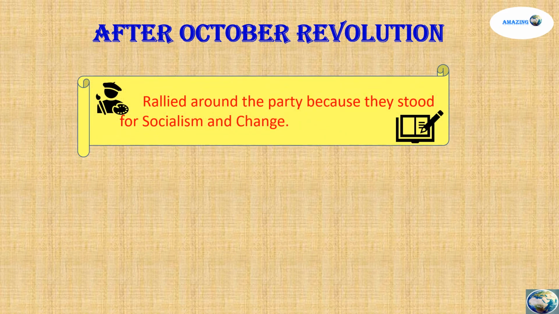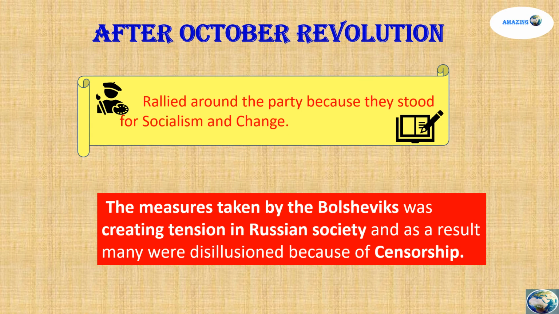After the October Revolution, as the party was becoming a one-party state, writers and artists who rallied around the party because it stood for socialism and change were now worried and tense with the measures that the Bolsheviks were taking. As a result, they were disillusioned because of the censorship the party encouraged. And as a result, we see that though Lenin had fulfilled the April Theses and tried to bring about equality, there were also negative points: no party other than the Bolsheviks came to power in Russia after the October Revolution of 1917, and even censorship had increased all over Russia.